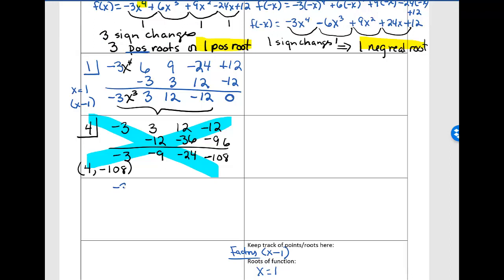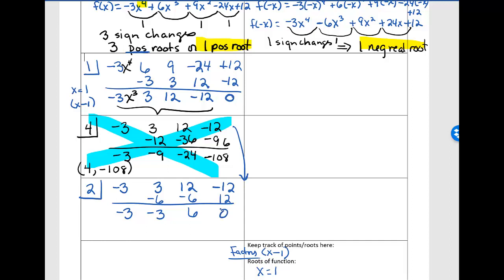So we're back to the same one. So we're not reducing anything. So we're dividing into the exact same thing that we just did. But now let's try the number 2. And when we try the number 2, we bring that down. And now we do get a 0. And so we know x equals 2 is a root, and we know x minus 2 is a factor. So we can do x minus 2 is a factor, and x equals 2 is a root.